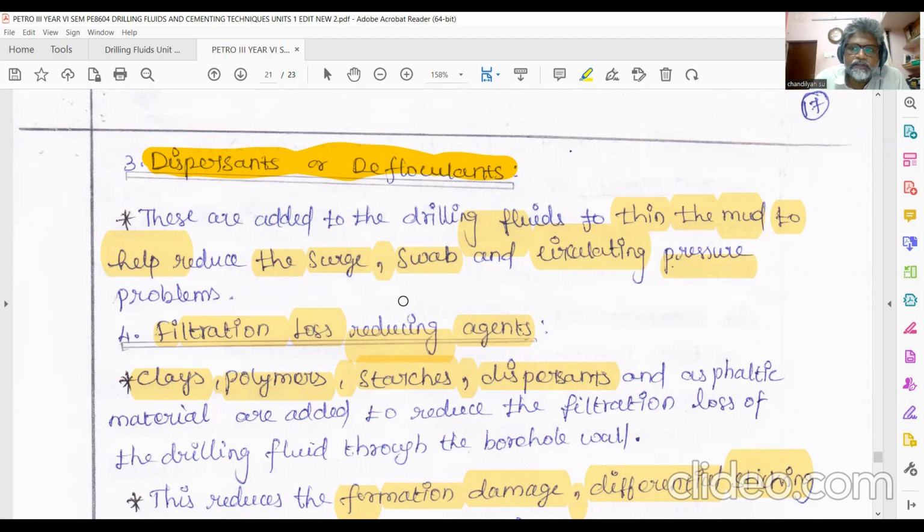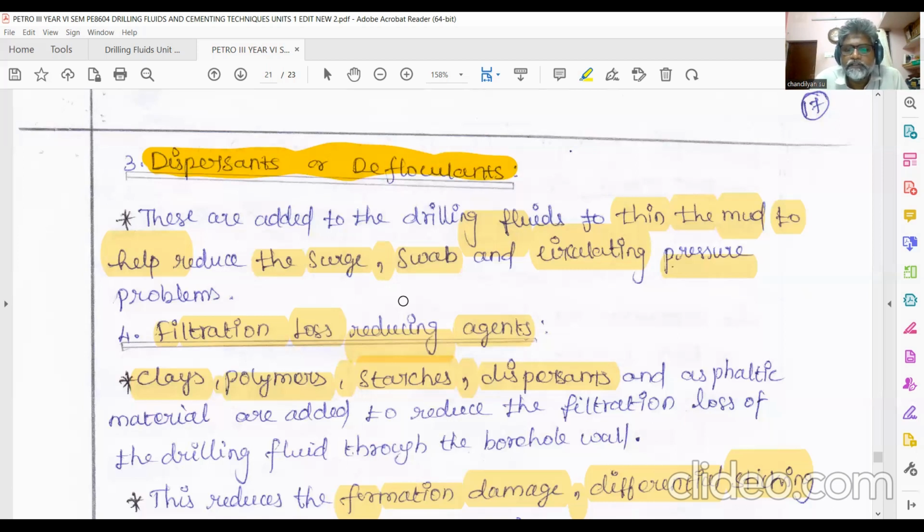And then after drying it up, when we iron or press it, the material looks very stiff. That's starch. All the plant extract powders are also examples of starches. The starches, clays, polymers, dispersants are being added, sometimes asphalt and tar material also, to reduce the filtration loss of the fluid into the borehole.